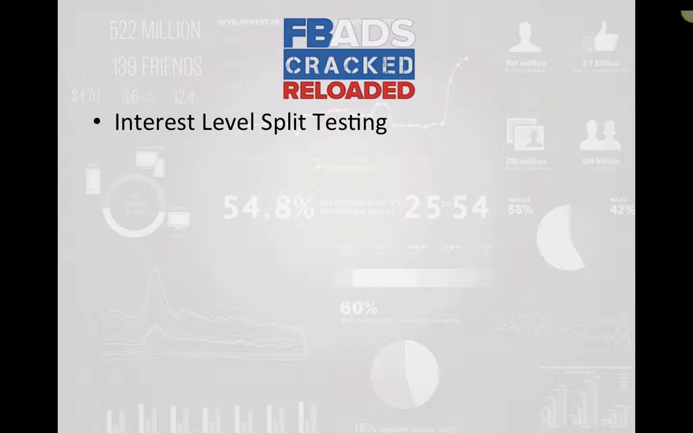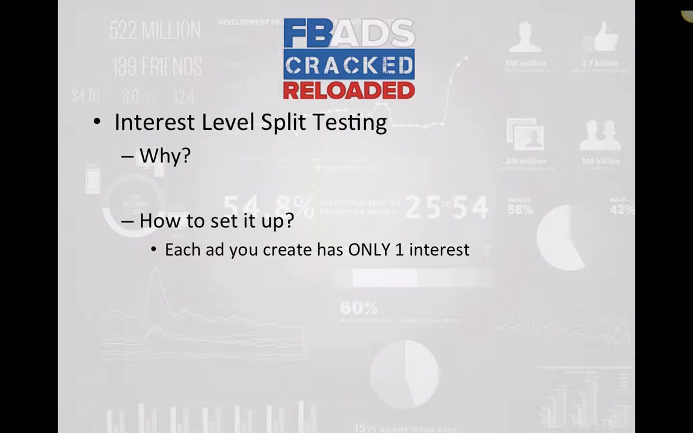So, interest level split testing, this is what I touched on earlier. Why do we do it? How to set it up? Why we do interest level split testing is we want to know what interests are working the best. We can increase our ad copy conversions, our click-through rates on our ads with better photos, our landers, our sales page, all that. But if we get the targeting wrong, none of that really matters. So we want to set it up.